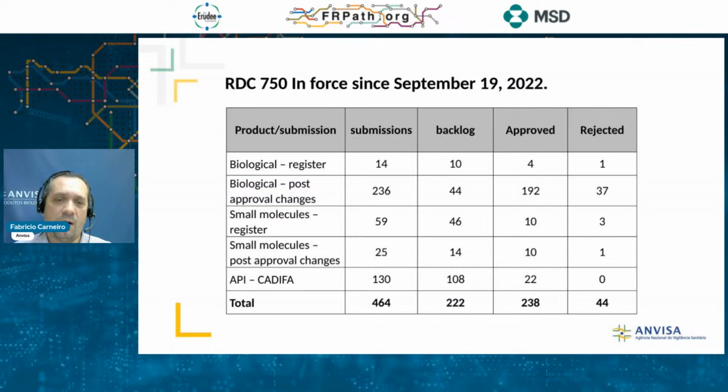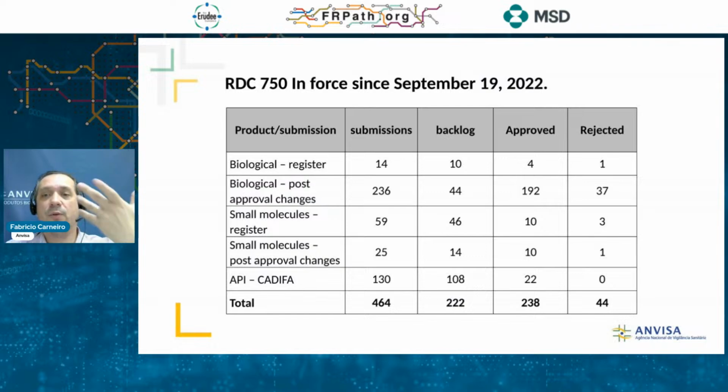We have more than 450 submissions. We still have a backlog to be assessed, but especially for biological products, which are my field, we have almost everything already assessed, and most of the submissions were approved. For example, for initial authorization for biologicals, we have 4 approved products and 1 rejected. And for post-approval change, the most important impact for biological products, we have 192 submissions in the Reliance pathway approved, and on the other side, we have 37 not approved.